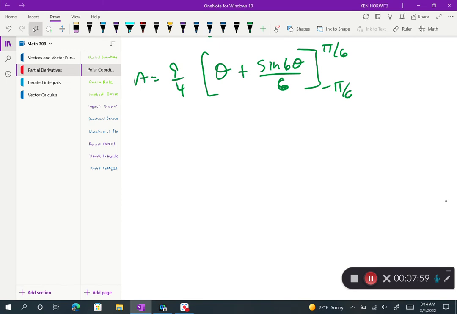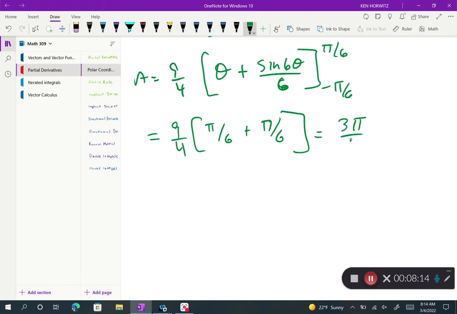So I'm going to run my pi over 6 and negative pi over 6 through, and I wound up with 9/4 times pi over 6 plus pi over 6, and I got 3 pi over 4.